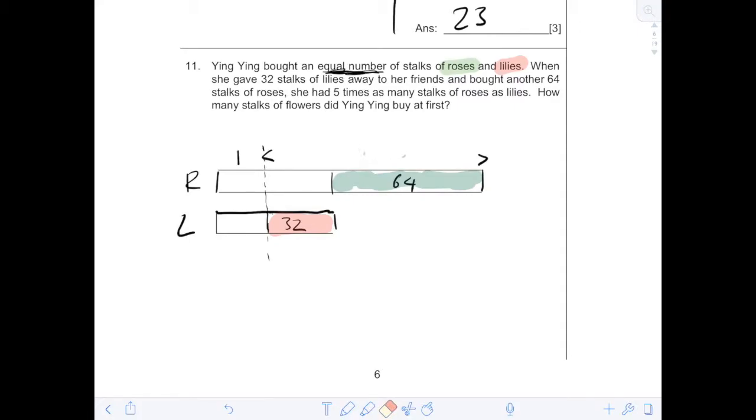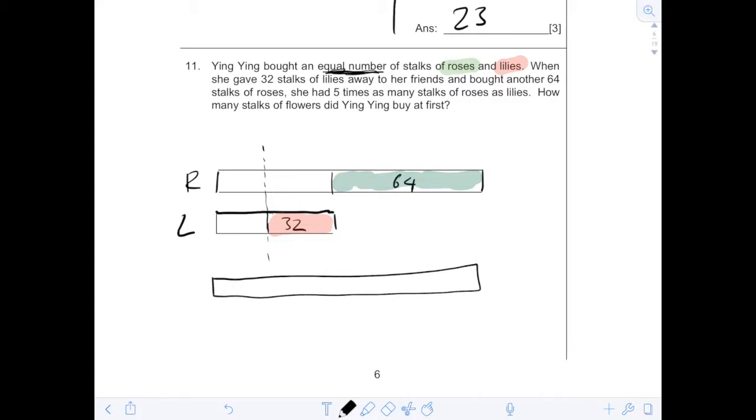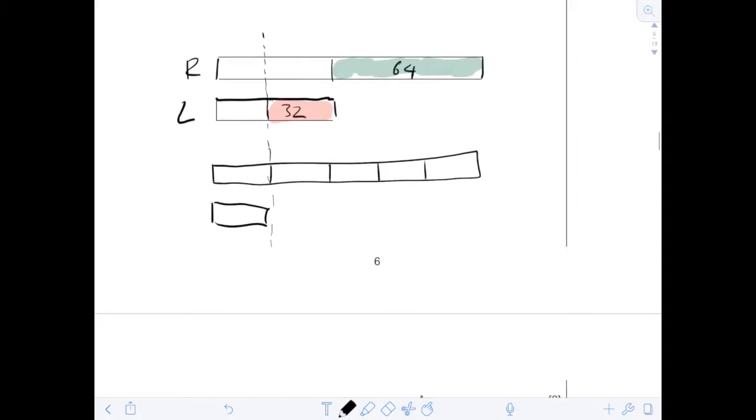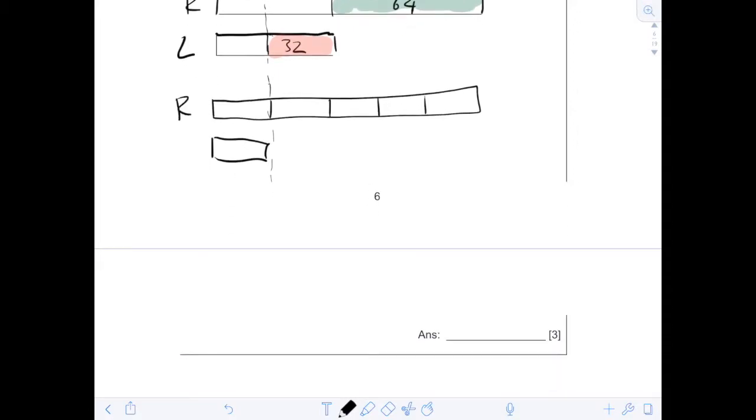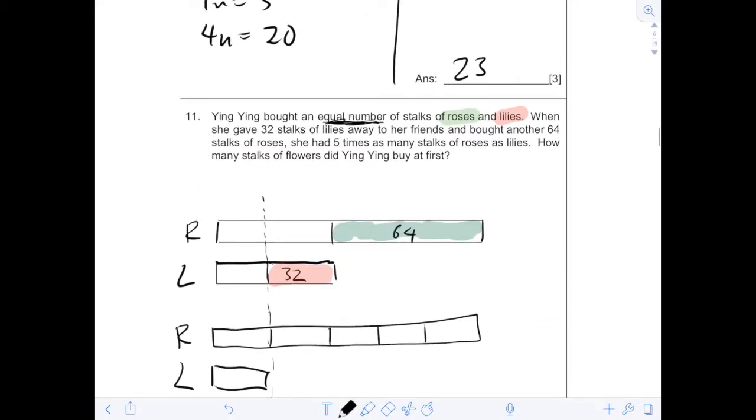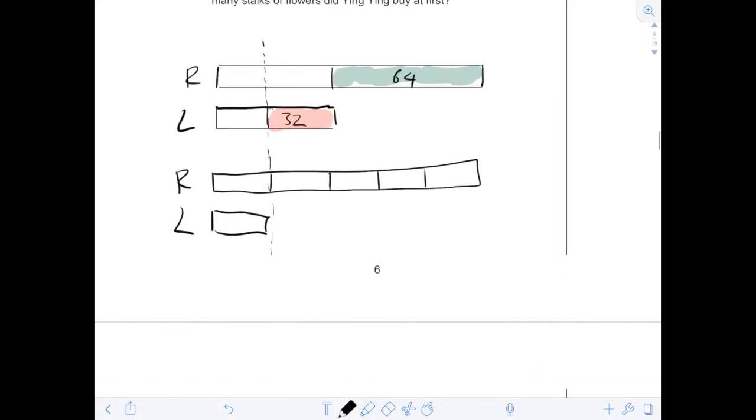Alright, so if I were to redraw the model, it will look like this now. For roses it'll be one big model here, and it'll be split into 1, 2, 3, 4, 5, and the lilies will have only one model like this. So you see how it corresponds to the top one. How many stalks of flowers did Ying buy at first?